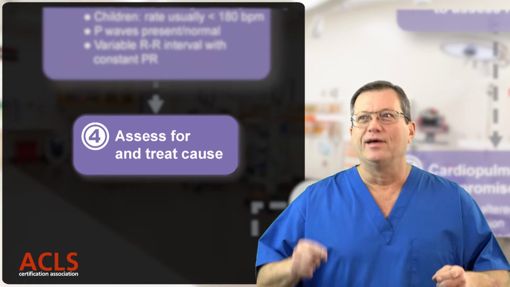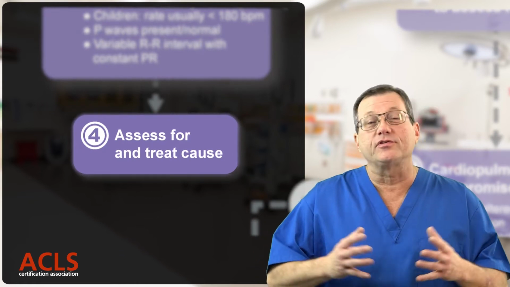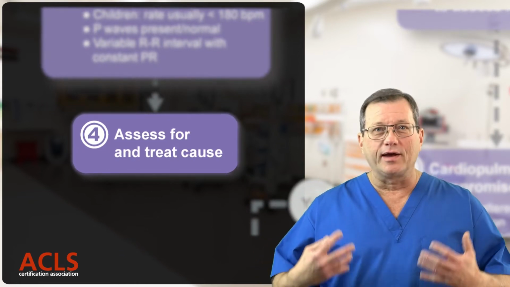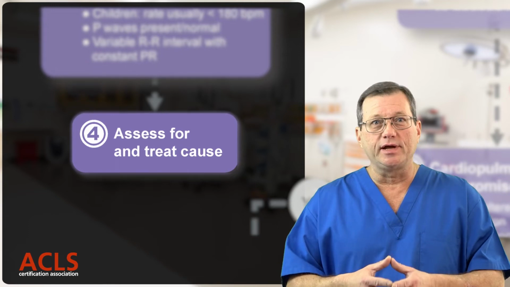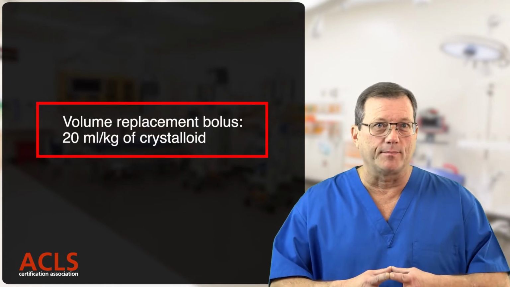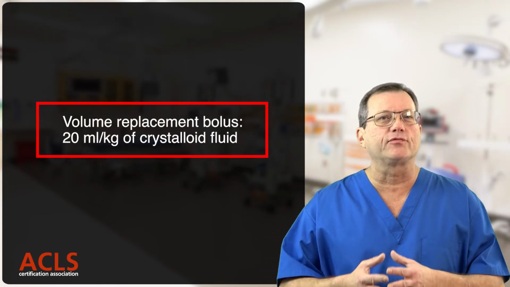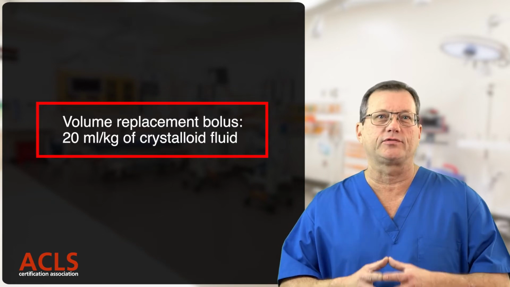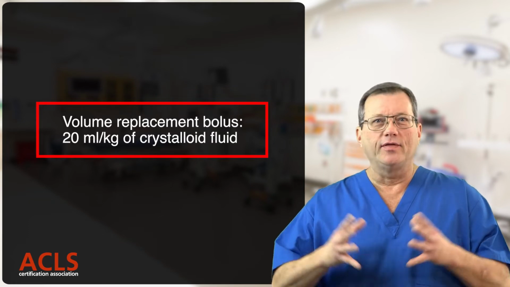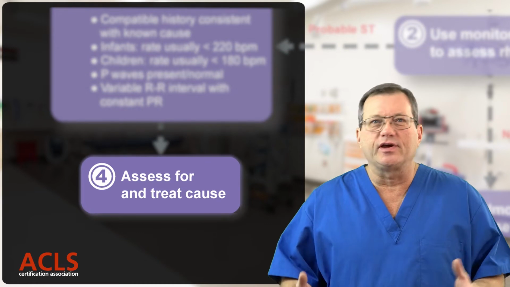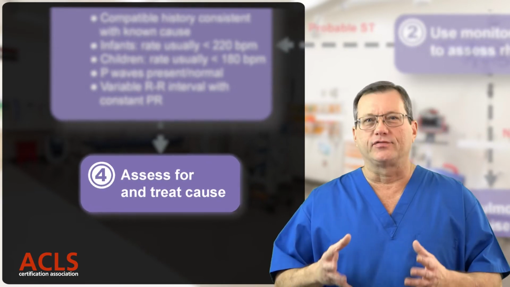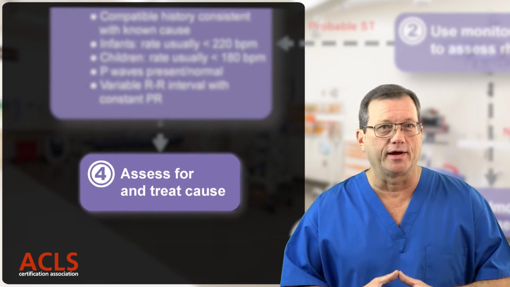So the treatment is to fix that underlying cause. If the child's volume depleted, we're going to give him volume. Generally, 20 cc's per kilogram of a crystalloid fluid is the first volume replacement bolus for a child or an infant. And then treat the underlying reason. If he's sick, he might need antibiotics, he needs further care, but we're treating the underlying cause.